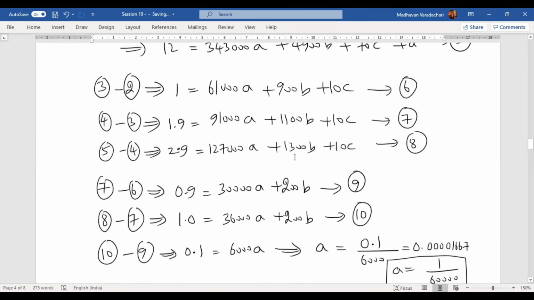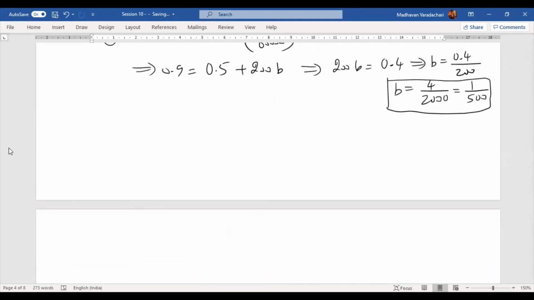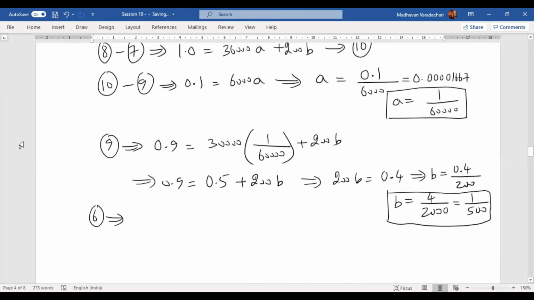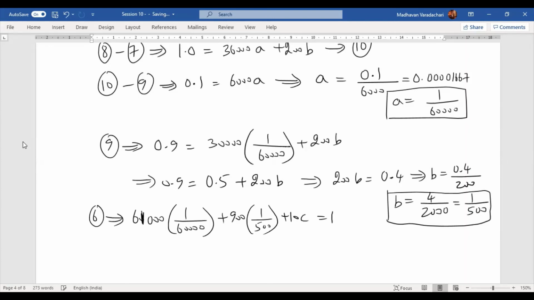Here, I can substitute it in any of these equations, 6 or 7 or 8. I think simple numbers are there in 6. Let me use 6th equation. 6th equation says 61,000 A, where A is 1 by 60,000, plus 900 times B, 900 into 1 by 500, plus 10 times C is equal to 1. That is our 6th equation.